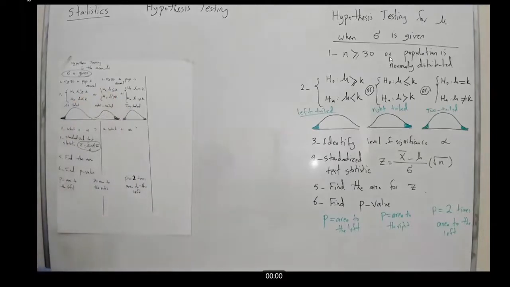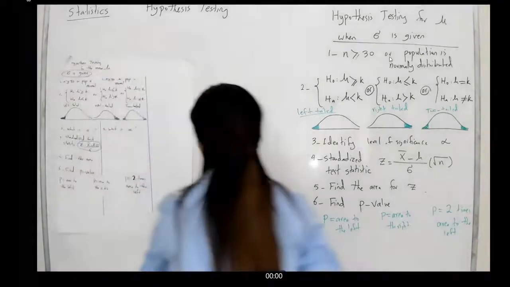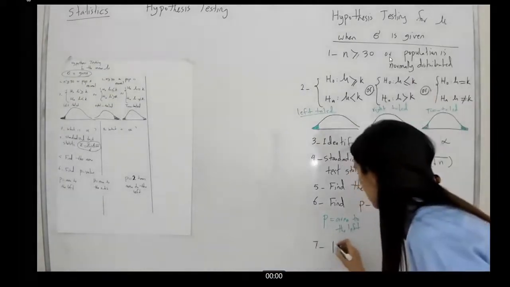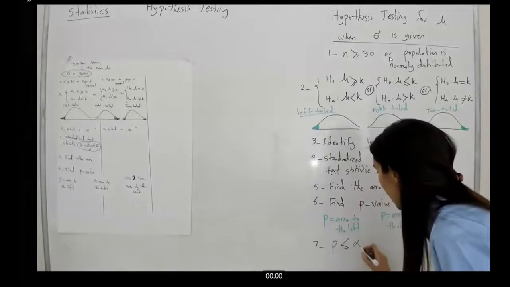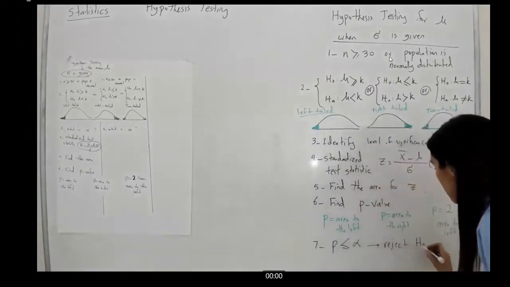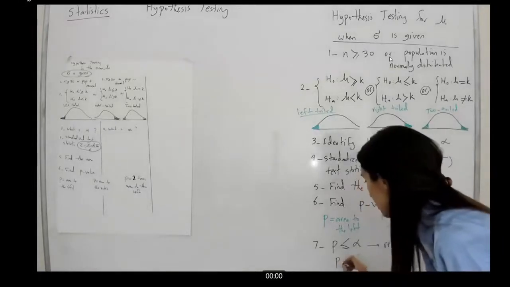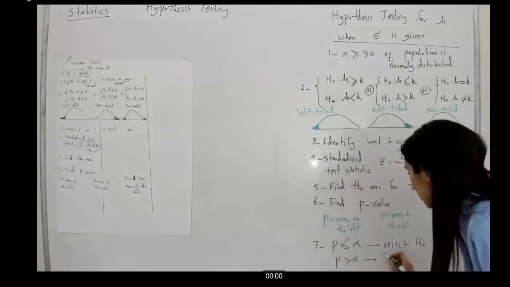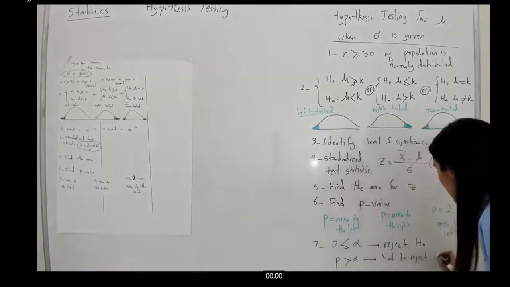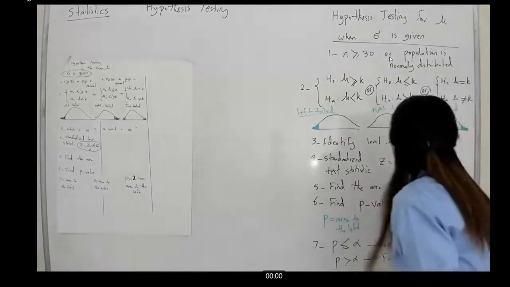And finally, last step, if P is less than or equal to alpha, we reject the null hypothesis. If P is greater than alpha, we fail to reject the null hypothesis.